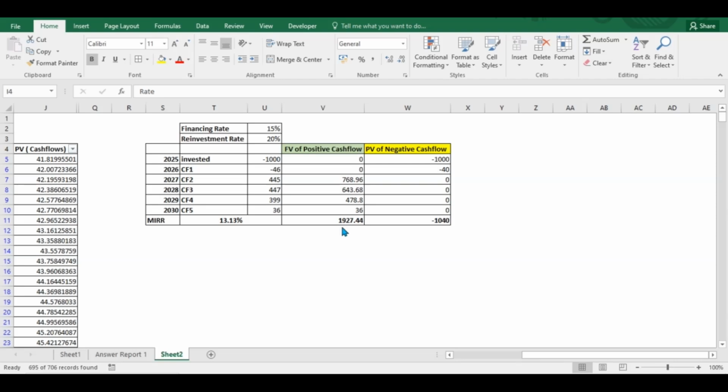We can see the present value of cash outflows and future value of cash inflows. And then find out the CAGR for the returns. Divide the future value of inflows with present value of outflows with power of 1 over number of years.